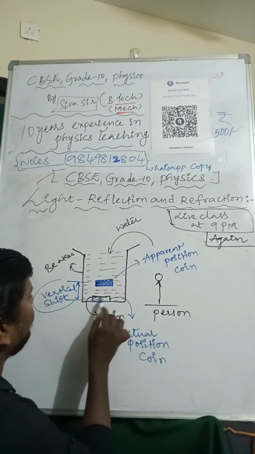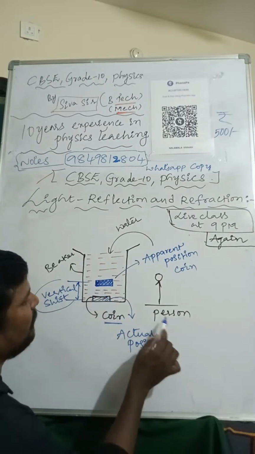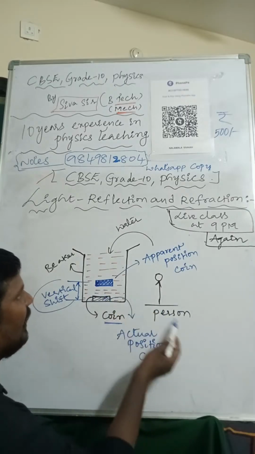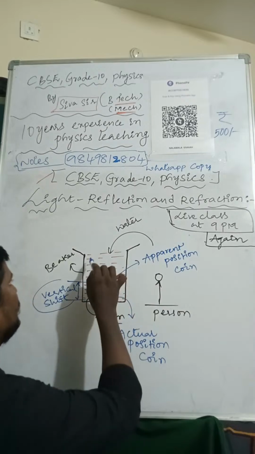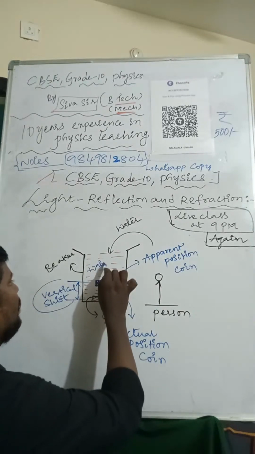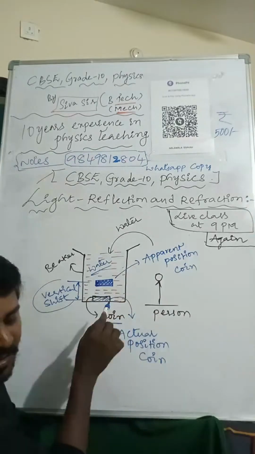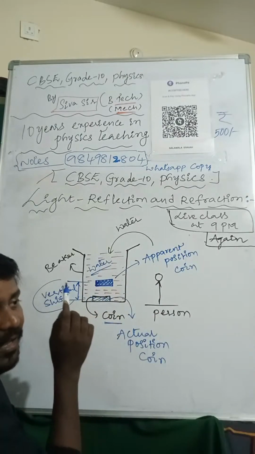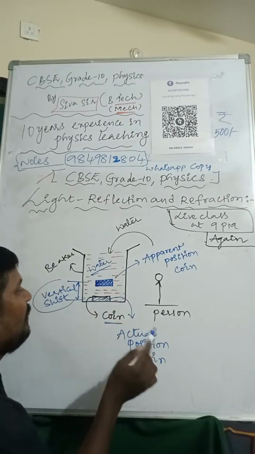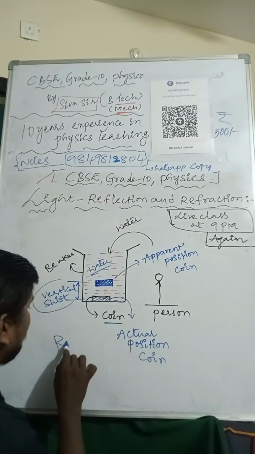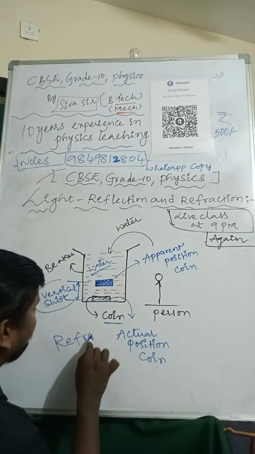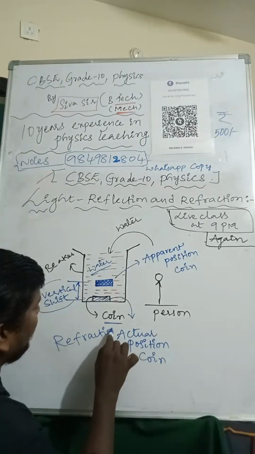So the person initially can't see the coin, but after pouring water, this is the water, you are able to see the coin. Because of refraction. So that is one example I am taking.